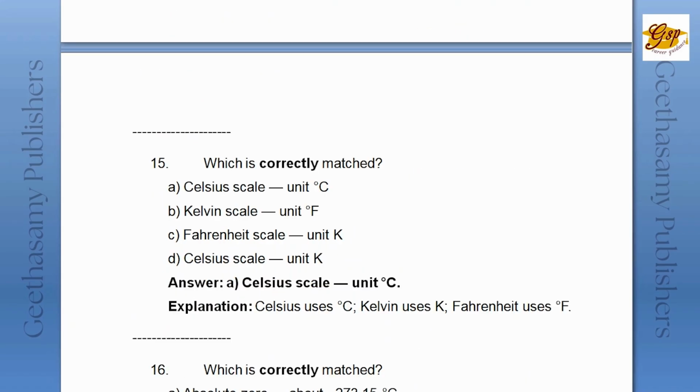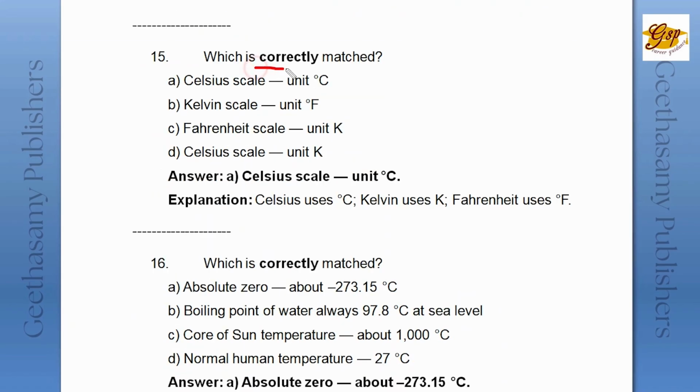Right? And 15th question, which is correctly matched? Celsius unit degree centigrade, Kelvin F degree, Fahrenheit K, Celsius K. So the correct answer is only the Celsius in the C. All are wrong. Right? Celsius C, Kelvin K, Fahrenheit degree. Fine.